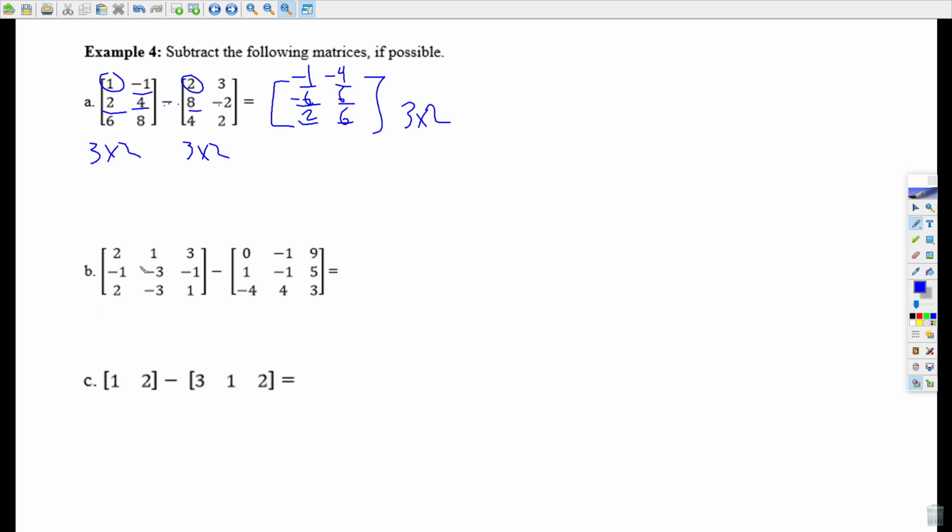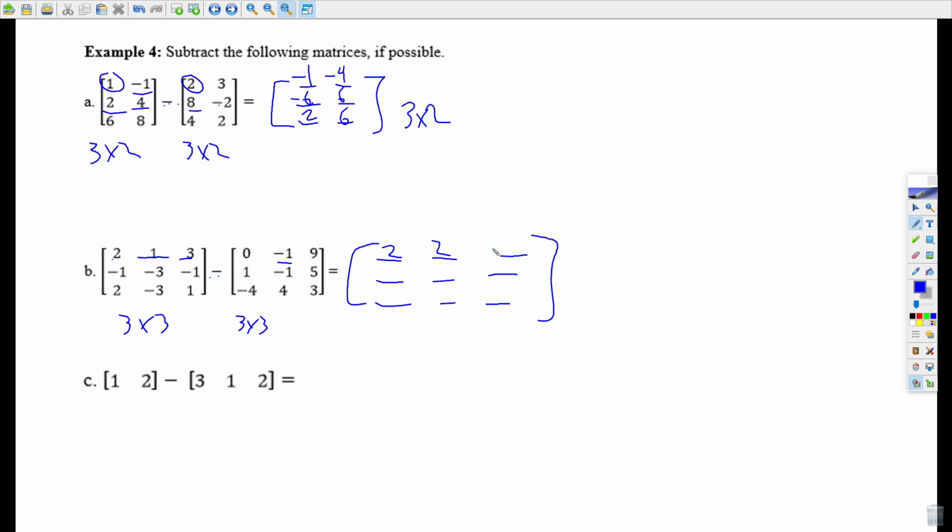All right, part B. Do they match up? Same dimensions. We have a 3 by 3 and another 3 by 3. Okay, so we're going to get out a 3 by 3. So 1, 2, 3. 1, 2, 3. 1, 2, 3. Perfect. 2 minus 0 is 2. 1 minus negative 1, which turns to a plus 1, right? So 1 plus 1 is 2.